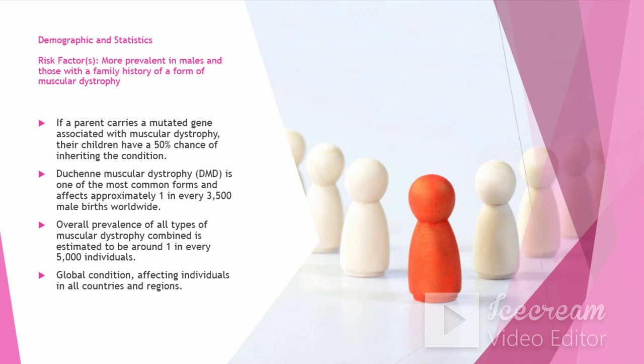If a parent carries a mutated gene associated with muscular dystrophy, their children have a 50% chance of inheriting the condition. Just to understand this a little bit more, if the female parent is a carrier and the male has the condition, both the female and the male child will have a 50% chance of inheritance.